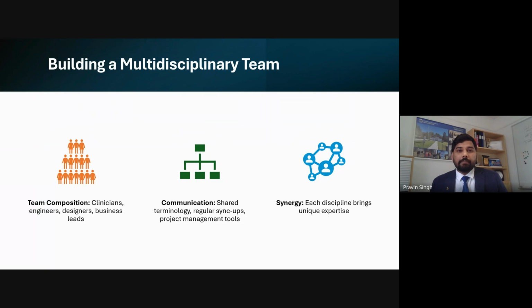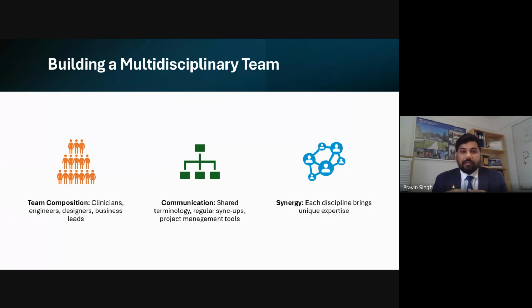Then building a multidisciplinary team. Innovation succeeds when experts from different domains collaborate, which is why people always say multidisciplinary, interdisciplinary, and such keywords are coined nowadays. The thing is team composition. Which type of team do we require? Clinicians, engineers, designers, and business leaders. For healthcare innovation, we need such a team.